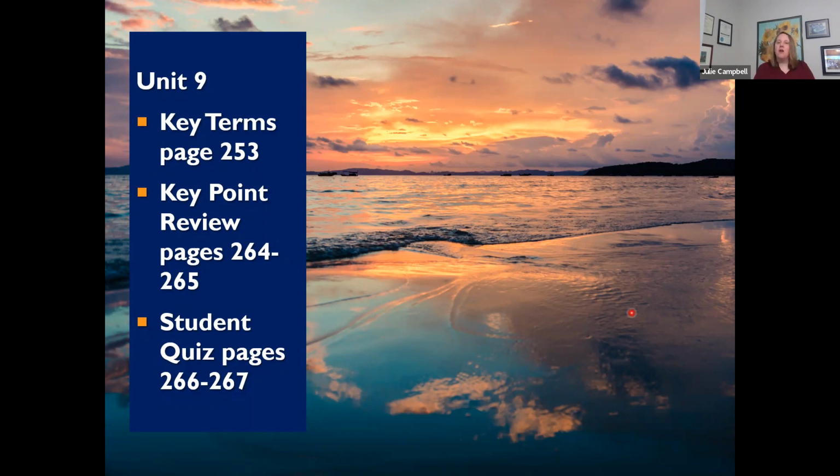Key terms are the important thing about Unit 9. Knowing those words. Key point review, 264, 265. Student quiz, 266 to 267. A lot of these things we said in Unit 9, we're going to see in Unit 10. We're going to start incorporating them into our discussions. Questions?